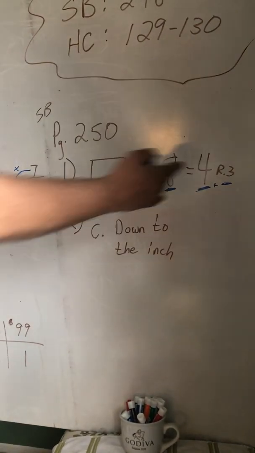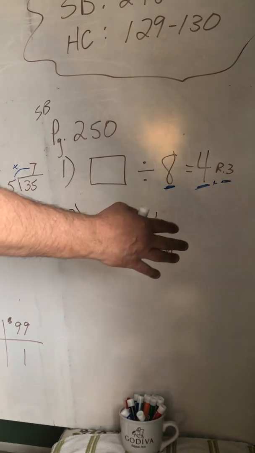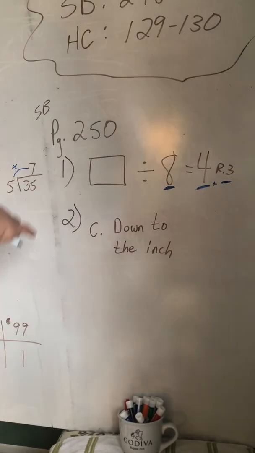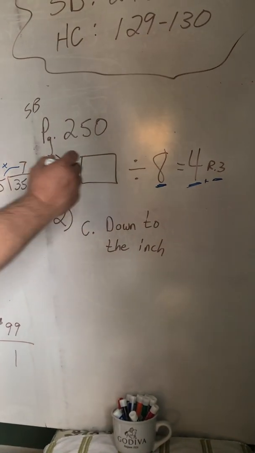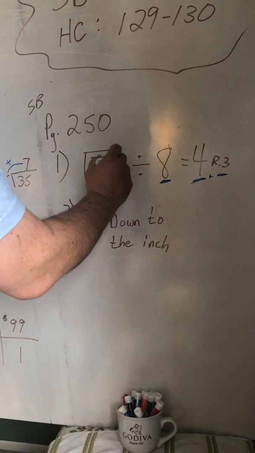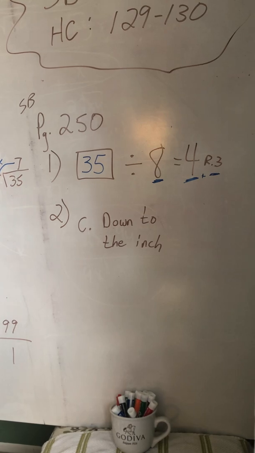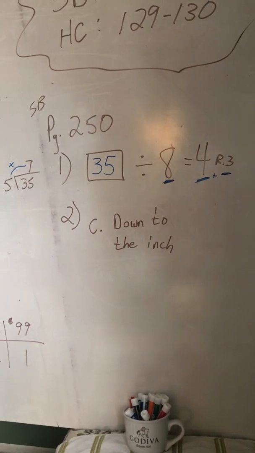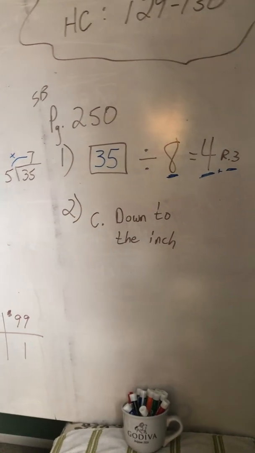What if there was no remainder? Well, that's 32, because 32 divided by 8 is 4, because 4 times 8 is 32. But now we've got remainder 3. 32 plus 3. How about that? Does that look right? 35 divided by 8 equals 4, remainder 3. Yeah, okay.